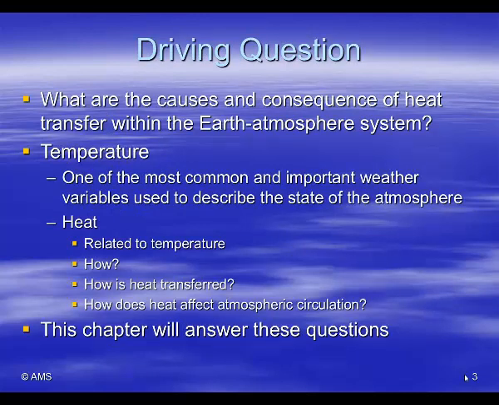So in this chapter, we're going to talk about the causes and consequences of heat transfer within the Earth atmosphere system. We're going to discuss temperature and temperature scales, and talk about heat, how it's related to temperature, how it's transferred, and how it affects our atmospheric circulation.